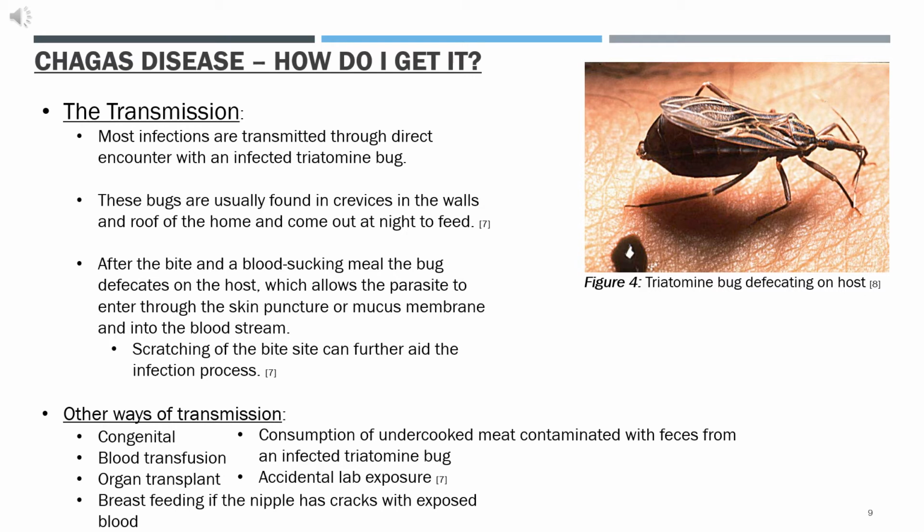A few of the less common ways of transmission are congenital, blood transfusion from an infected donor, organ transplant from an infected donor, sometimes through breastfeeding if the mother's nipple has cracks in it and the blood is exposed to the child, through consumption of undercooked meat that's contaminated with the feces of the bug, and sometimes through accidental lab exposure.